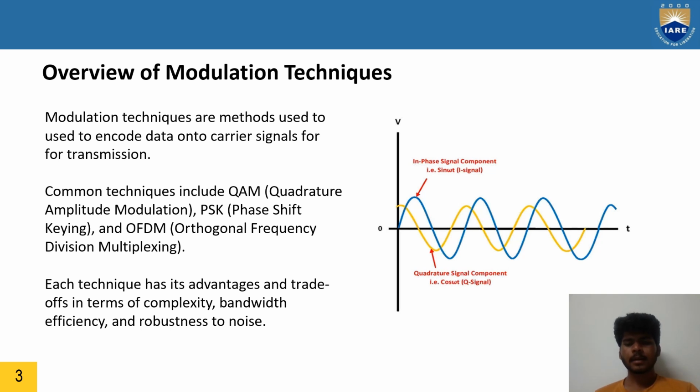We have a graph. In this graph, the blue line is the in-phase signal component and the yellow is the quadrature signal component.